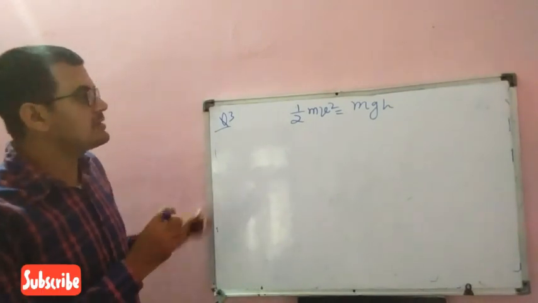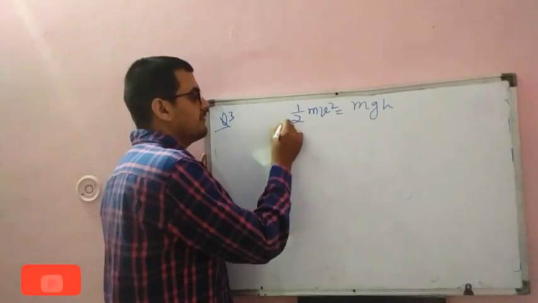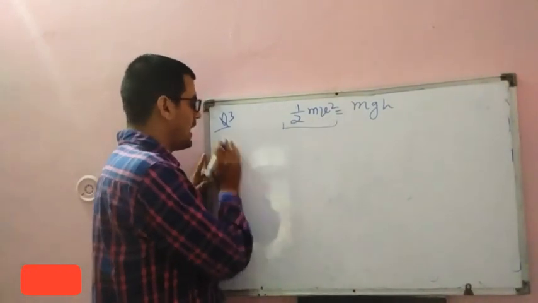So student, how will we check it using dimensional analysis? First we will calculate the dimension of the LHS side.